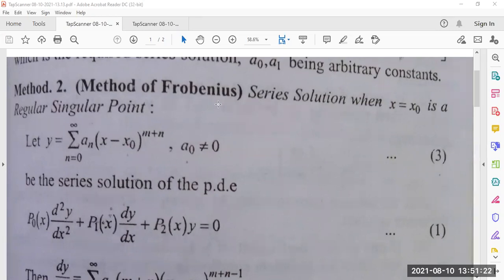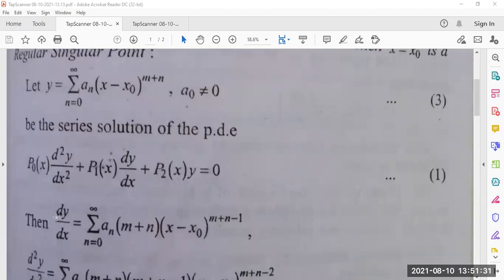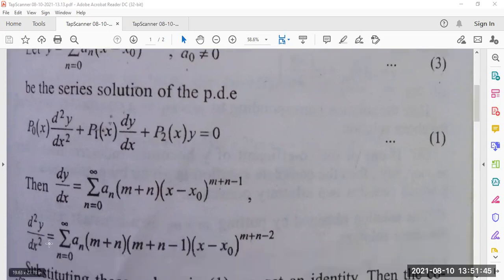P0(x) d2y dx2 plus P1(x) dy dx plus P2(x) y equal to 0. As we got y, after taking the first order differentiation we get dy dx, which is summation a_n into (m plus n) into (x minus x0) to the power m plus n minus 1. And we get d2y dx2 as summation n equal to 0 to infinity a_n (m plus n)(m plus n minus 1) into (x minus x0) to the power m plus n minus 2. Now we put the values of y, dy dx and d2y dx2 in equation number 1.